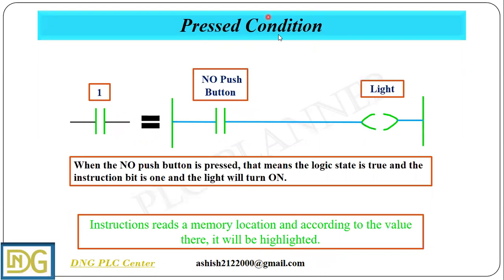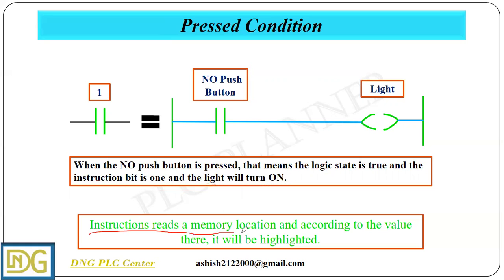And the test condition. When you press this push button, it will show the value 1 here in the memory addressing bit, and it will transfer the signal to our output instruction and it will turn on. So when the NO push button is pressed, that means the logic state is true and the instruction bit is 1 and the light will turn on.